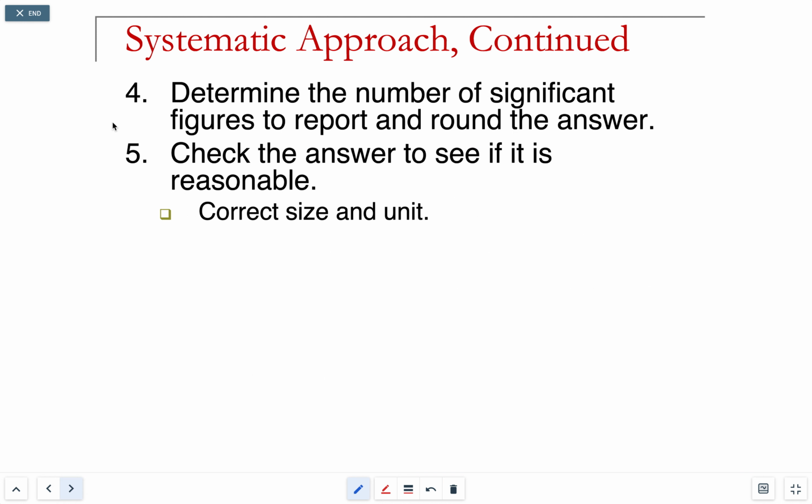Finally, you plug in your numbers in your calculator, and then you need to report the number of significant figures correctly and round to the correct number of significant figures. You also need to verify that all of your units cancel, except for the one that you need to have in your final answer. And finally, don't forget to do this. I failed to mention this earlier. You want to make sure that your answer looks reasonable, right? Is the number magnitude about the right size, and is your unit correct?